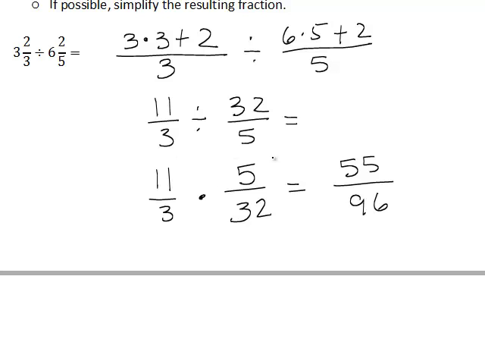I have prime factors in the numerator here of 11 and 5, and the denominator 3. 32 is 2 multiplied by 2, multiplied by 2, multiplied by 2, multiplied by 2. So this is all 2's as prime factors in here, so I don't have any common prime factors in my numerator and my denominator. So 55/96 is reduced, and we're done with that one.